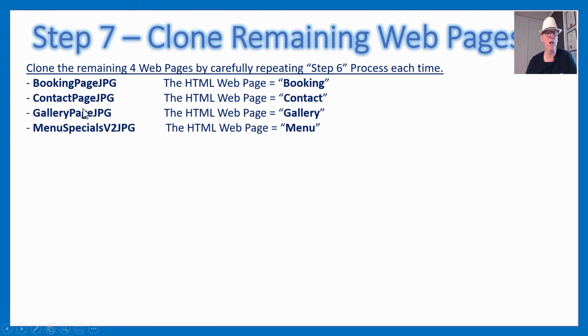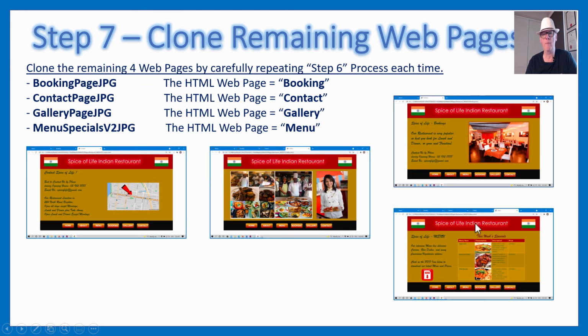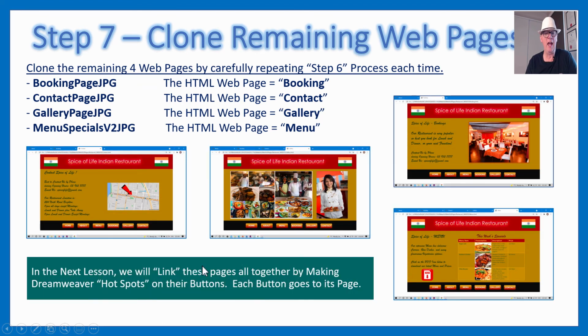All right, so we got the Booking, Contact, Gallery, Menu Specials V2 was the name of it in the downloads. And we can make web pages for all of them as well. And in the next lesson, I'm going to learn how to link these together using Dreamweaver hotspots. But for this lesson, we're just making the HTML pages. So let's just jump across into Dreamweaver again and quickly do that to help you out.